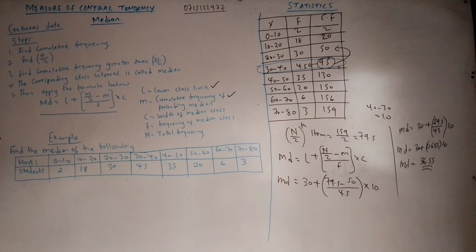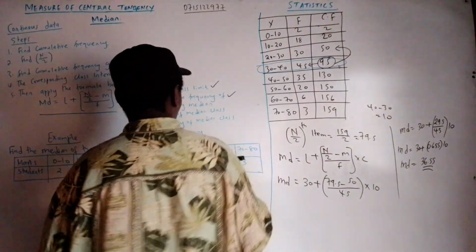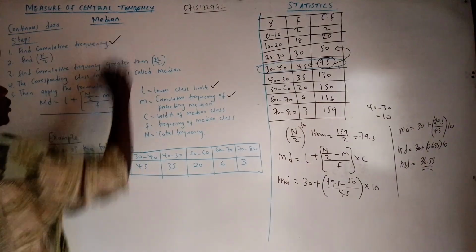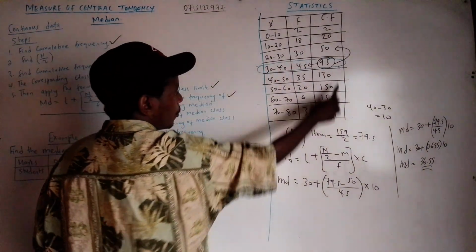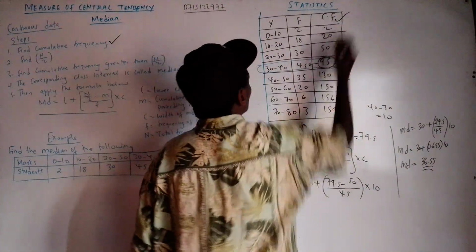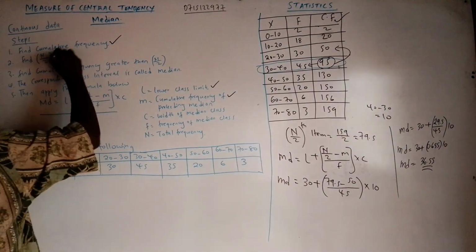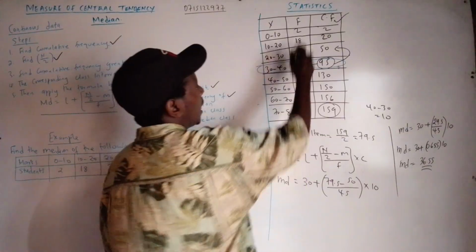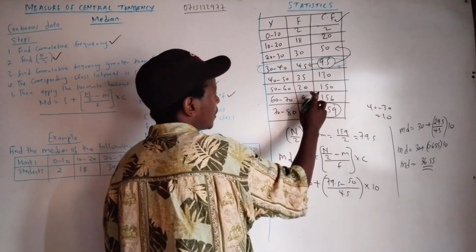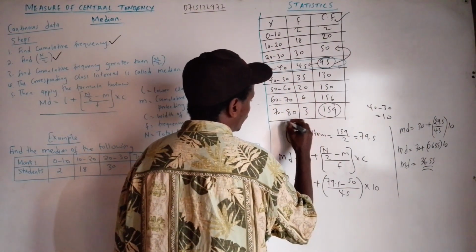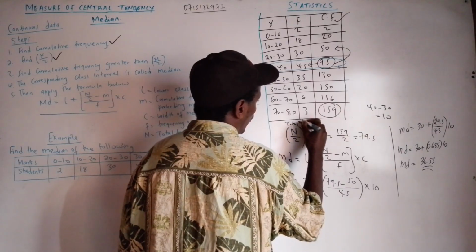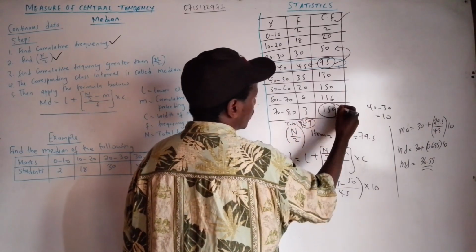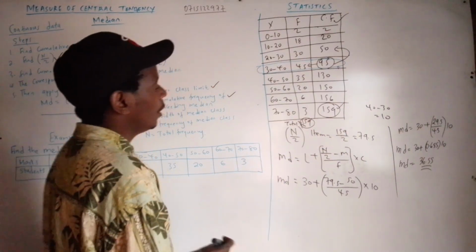So what you need to remember is you need to first calculate the cumulative frequency, as we have done. Once you calculate the cumulative frequency, you find n over 2. n is the total, the last item, or you add all the frequencies together, which will give you a total of 159. This 159 is what we call the n value. So 159 divided by 2 gives n over 2.